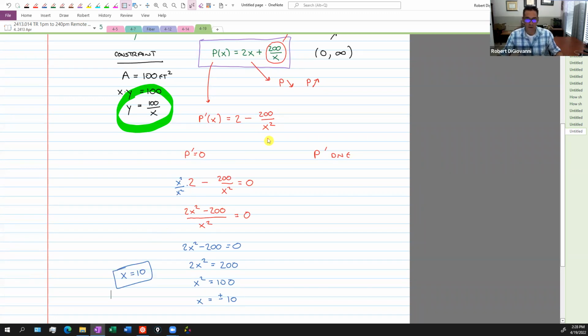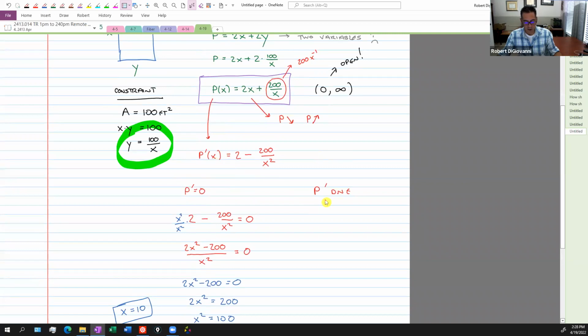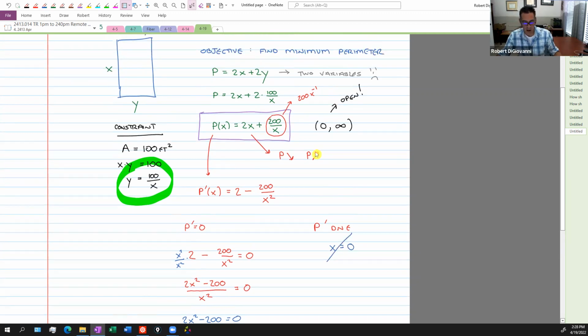Now, what about the derivative over here? Is it ever not defined? 0, right? X is 0. However, that's not in our domain, right? You're not allowed to plug in 0. We already said that up here.